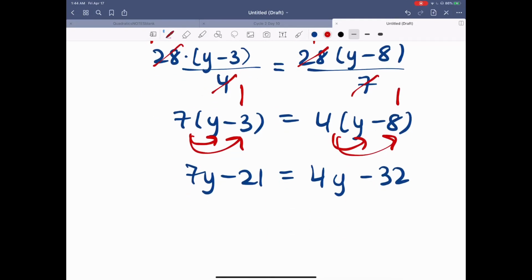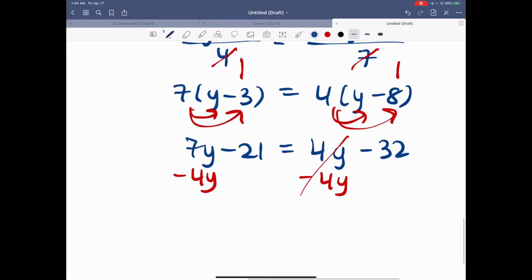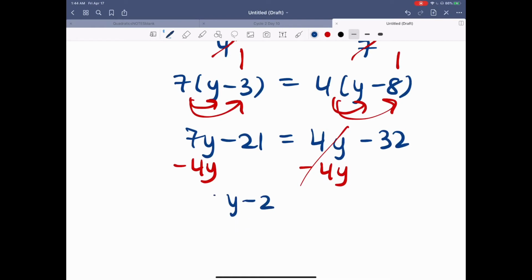Now I'm going to try to collect like terms, and I'm going to try to put the variables to one side and numbers to the other. It doesn't really matter which way per se. I'm going to move it to the left because I see a bigger y value towards the left. That gets rid of the y's on the right. I have 3y minus 21 equals negative 32. I'm going to add 21 to both sides to get rid of those.